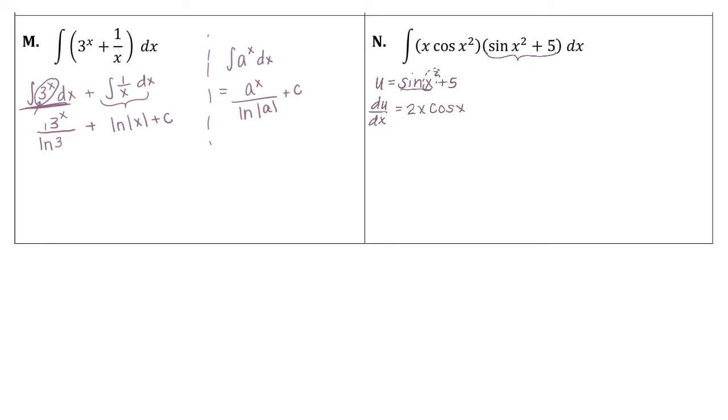So again, we still need to move our dx over and divide by our 2x cosine x. So we have du over 2x cosine x equals dx. So let's go back and do our u sub. We have the integral of x cosine x squared times sine x squared is really, let's see, not sine. Oh my, we let all that be u, didn't we? I need to pay attention. And then times dx, which we said was du over 2x cosine x.